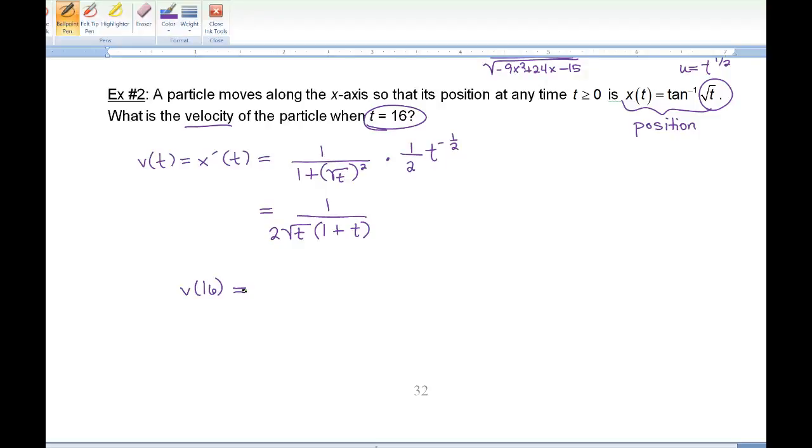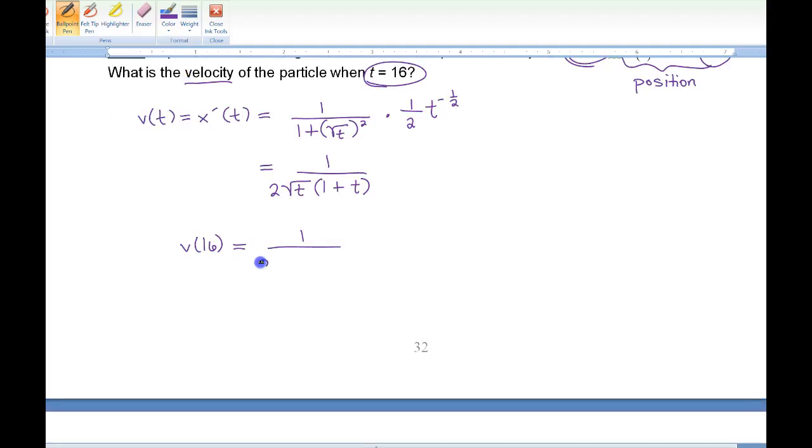So the question here, since t is positive, we don't have to worry about any absolute value or anything like that. Just square root of t squared is t. But t is positive. So because it's positive, we know that the answer itself, velocity could be negative, but when we simplify this it is going to be positive. So we have 1 over 2 root 16, and then 1 plus 16.